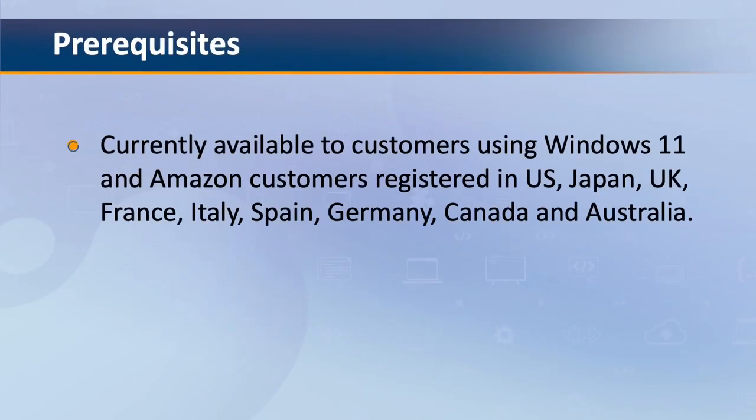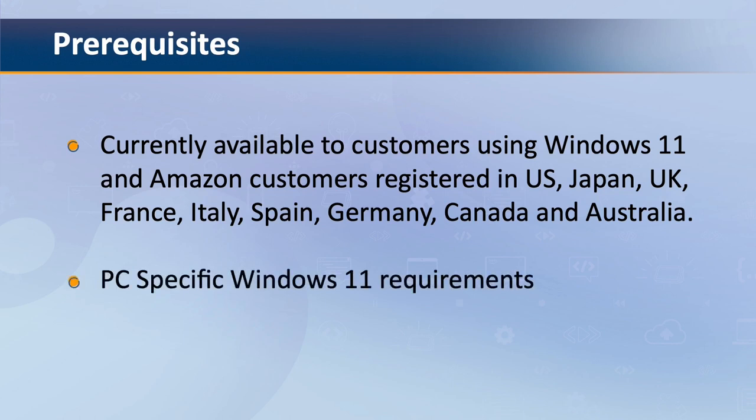It is important to note that the Amazon Appstore on Windows and the Windows Subsystem for Android are currently only available to customers using Windows 11 devices and to Amazon customers with accounts set to the following regions: the US, Japan, UK, France, Italy, Spain, Germany, Canada, and Australia. Your device must also meet specific Windows 11 requirements, which can be found with the link on screen or in the description below.